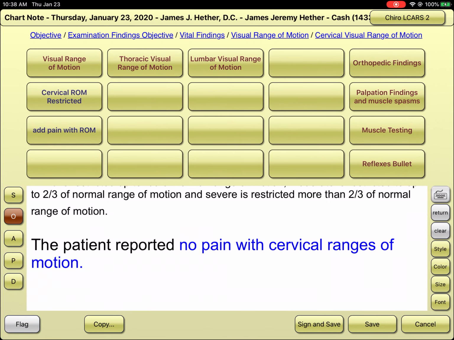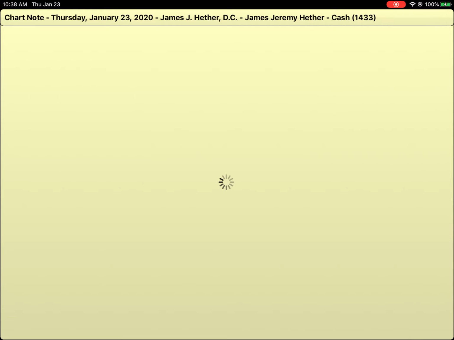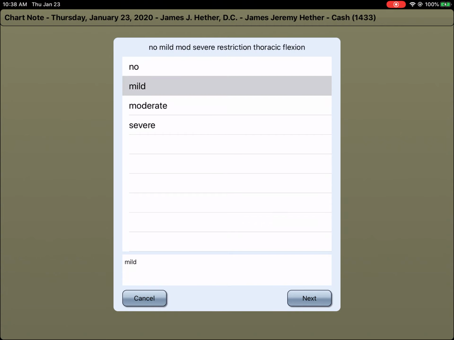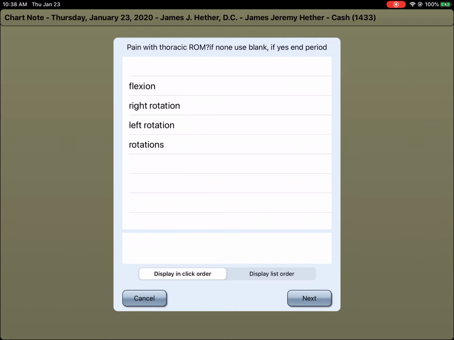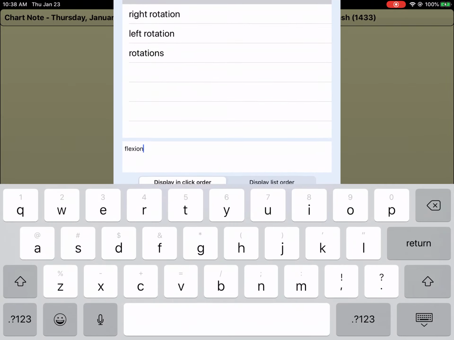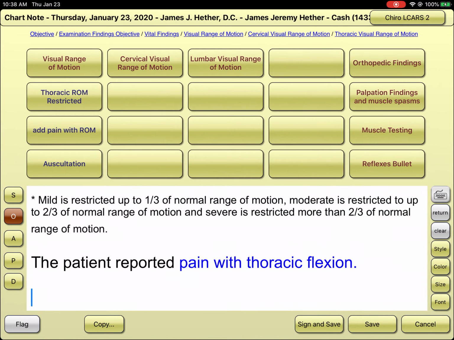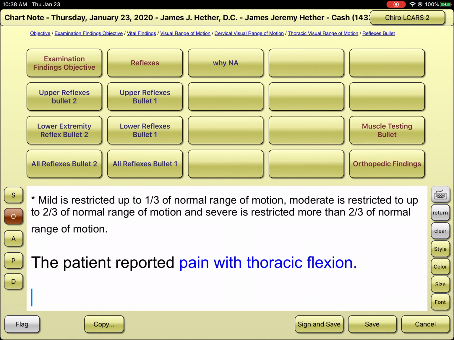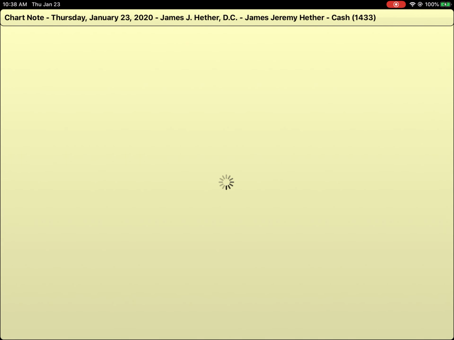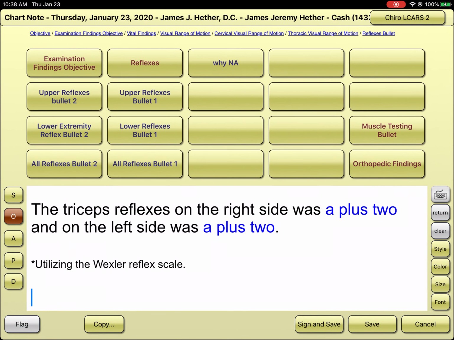We'll do that with the thoracic, saying that the person with the thoracics has mild restriction going forward, mild going right and left, and they do have pain with flexion. From there, I'm going to add a period. Boom, and it takes us to our reflexes. Again, we did upper extremities, and they were all 2 by 2, so we'll say that those were all normal. We bulleted on the far right is 2s, on the far left are 1s. We have upper extremities, lower extremities, and then all extremities.